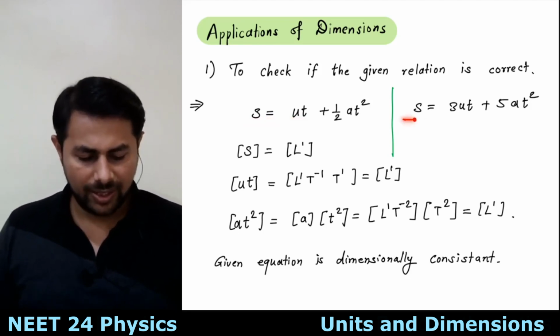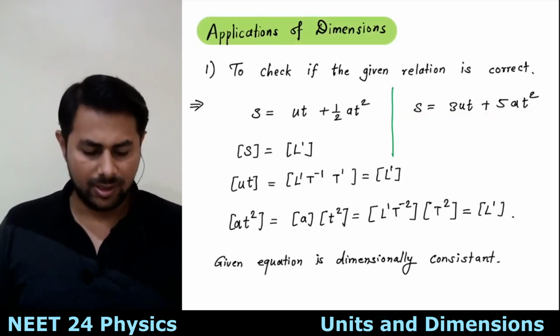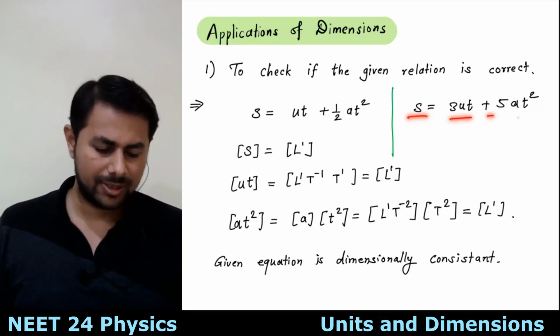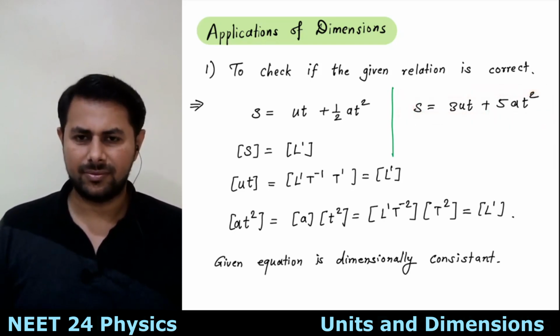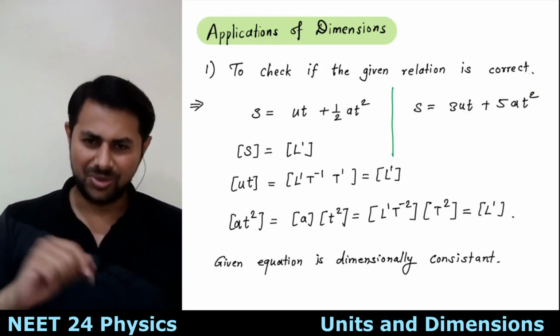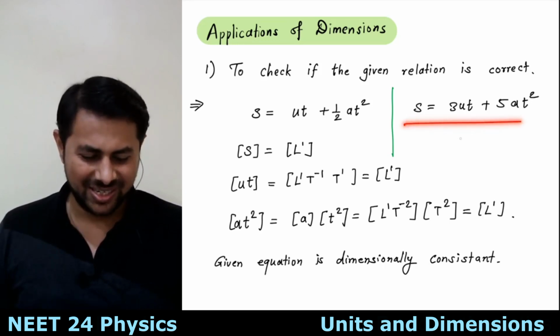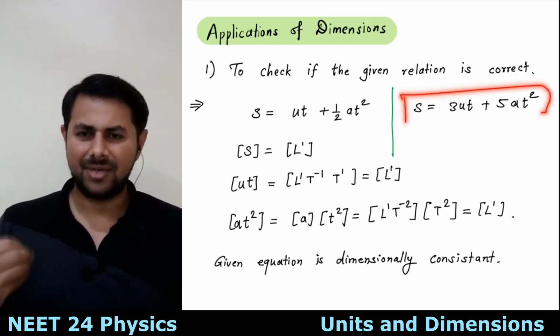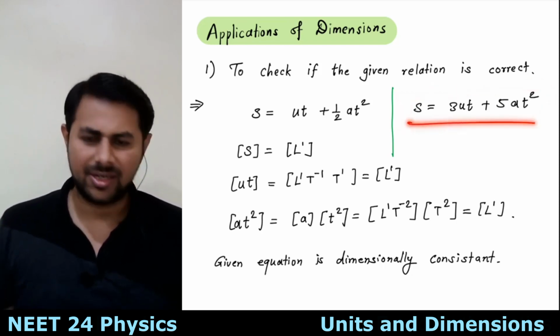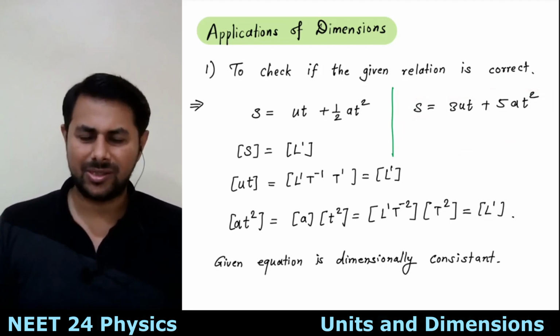But then if I write a similar equation like this, s is equal to 3ut plus 5 a t square, is this one correct? Tell me. Correct only, sir. It is dimensionally correct, yeah, good. But is it applicable in reality? Is it the correct equation to apply in motion?